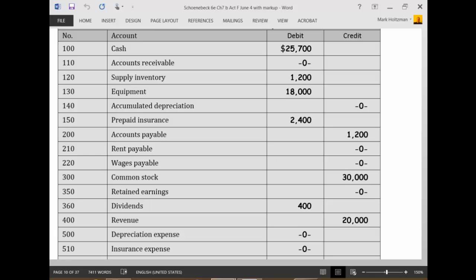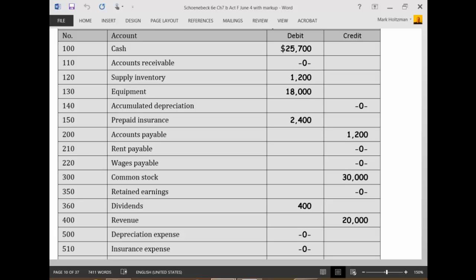Right? We haven't depreciated yet. Another example is the supplies inventory. If you notice, we had $1,200 in supplies inventory because we bought the supplies, remember? This is all the same example. We bought $1,200 worth of supplies. Well, there's a good chance that we used some of those supplies. So we've got to figure out how much of the supplies we used.